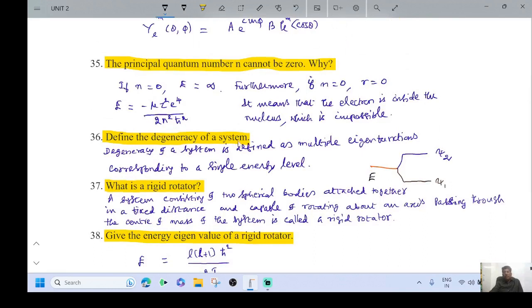Define the degeneracy of a system. Degeneracy of a system is defined as multiple eigenfunctions corresponding to a single energy level. Here we have specified two eigenfunctions, psi1 and psi2. Both eigenfunctions are having the same energy level E. Now we may say the system is in the state of degeneracy. If it is in a non-degenerate state, you can write E1 psi1, E2 psi2. This is non-degenerate state.